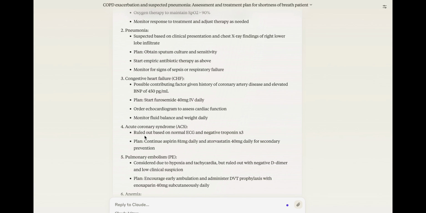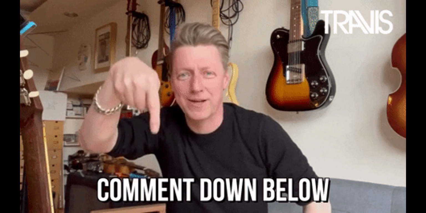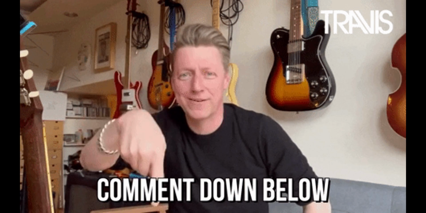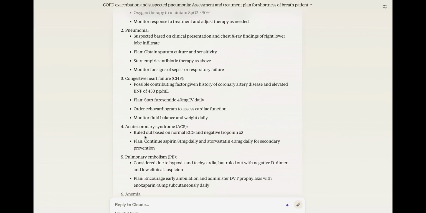I'm happy to hear your comments below if you have any other, more complex differential diagnosis where Claude AI or other AI tools helped you come up with a plan or the appropriate testing.